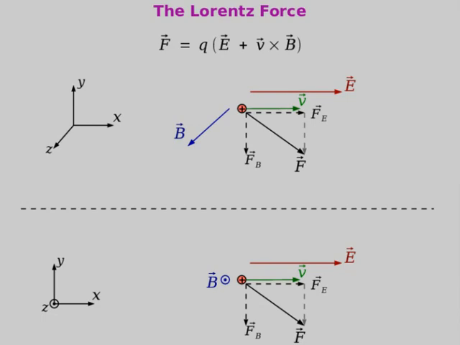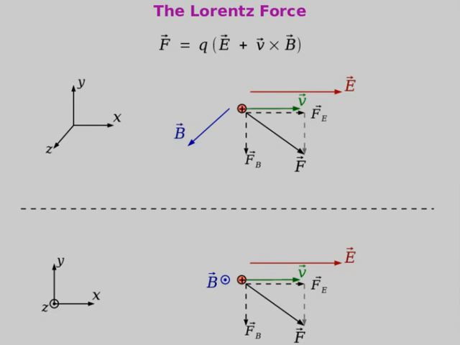Notice that the magnetic force has to be perpendicular to both B and V. And since there's no electric force in the Z direction, and the magnetic force is all in the Z direction, there will be no net force in the F direction. That's easier to see on this bottom one when you use the convention that this little circle with a dot, which you see on both the Z axis and the magnetic field, is pointing out of the screen.